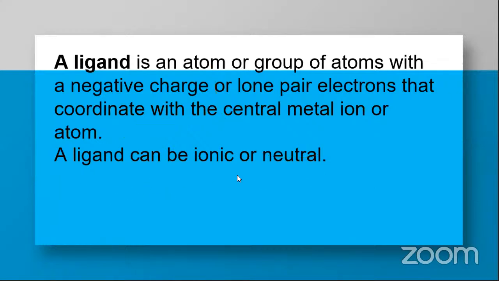Then a ligand can be ionic or neutral. Joshua, yes, it can also be dative. We can say it is ionic when the complex has got a net charge, or what we call an overall charge. It can be negative or it can be positive. Then there we say that the ligand is ionic.